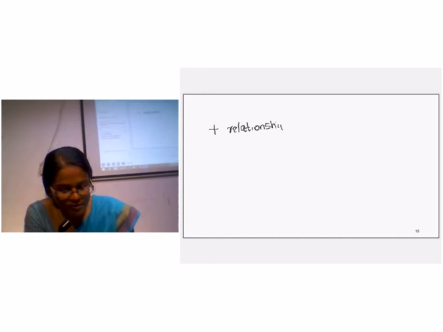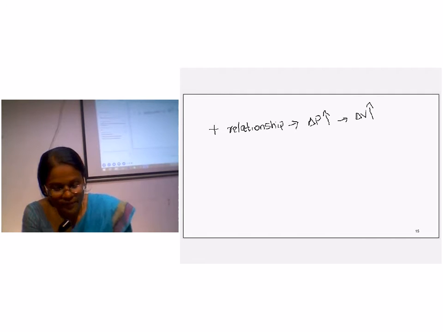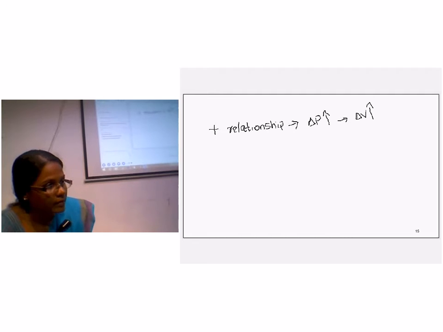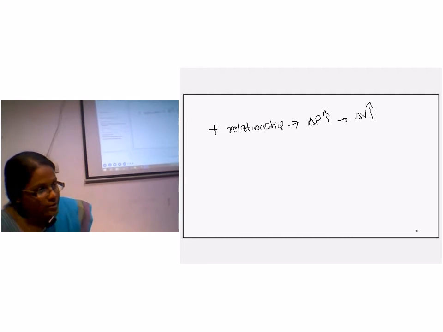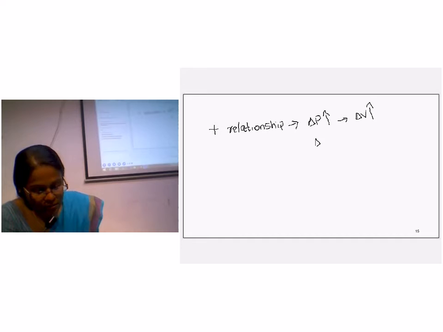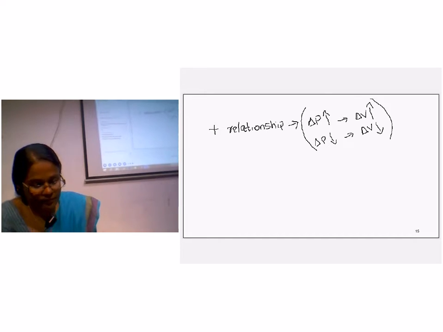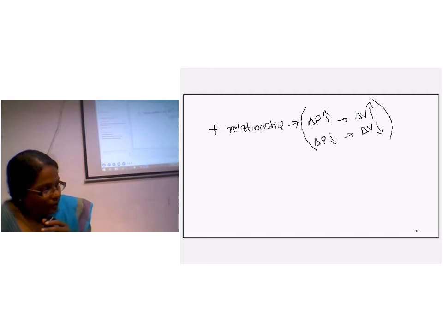Now, a positive relationship indicates that when prices are increasing, firm value is also increasing, right? When prices are decreasing, firm value is also decreasing. So this is the positive relationship.